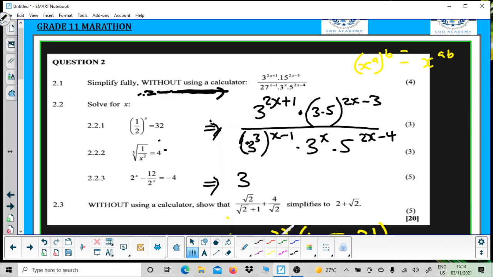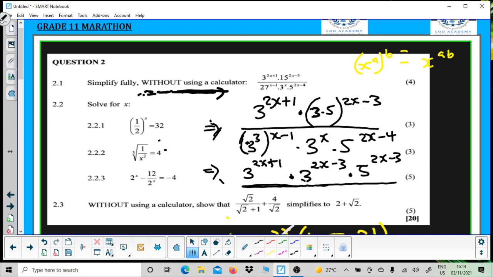Let's leave 3 to the power of x plus 1 here. Maybe let's try to do it slowly. So 3 here, and then we have 2x plus 1 over there. And now 3, we have to distribute. 3 has to get the exponent of 2x minus 3. You're seeing that, right? And 5 also has to get the exponent of 2x minus 3. That's another law that we are using there.